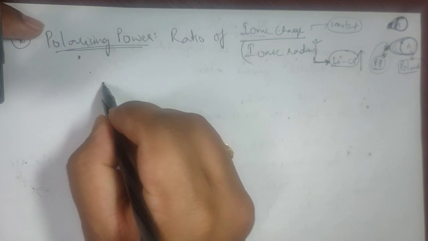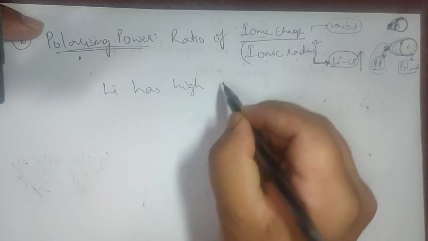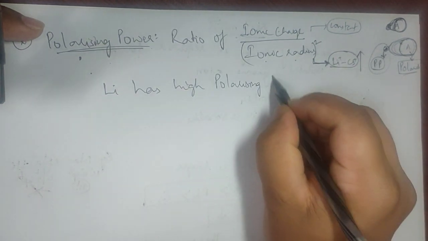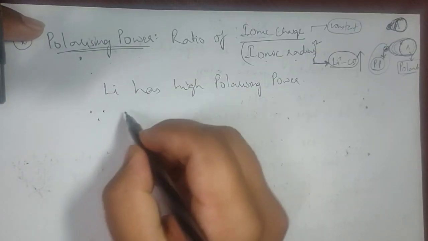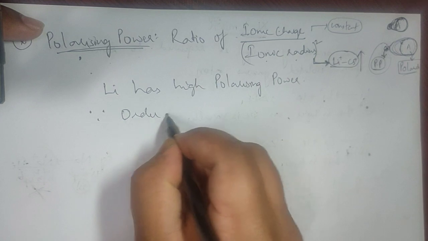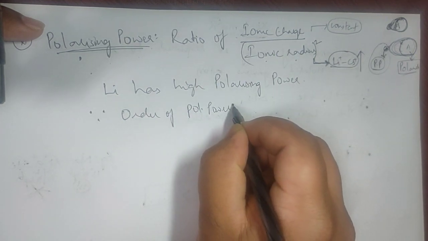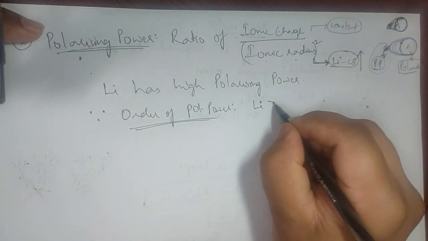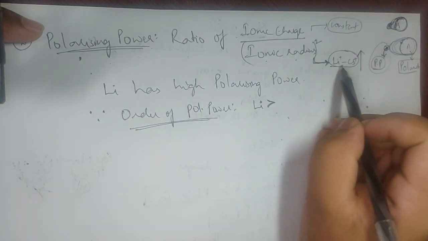So what can I conclude? I conclude that lithium has high polarizing power, because if I write the order of polarizing power, you will be very clear. What is the order of polarizing power? Lithium should be highest, because the charge is constant but size matters.